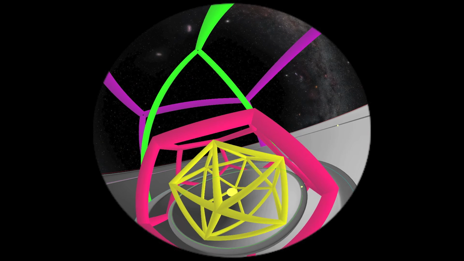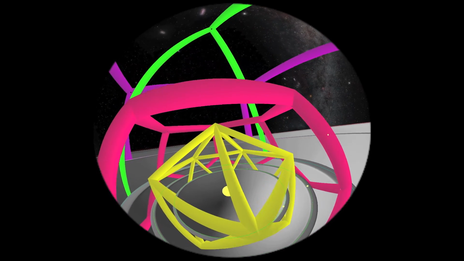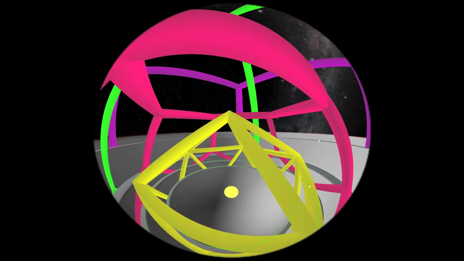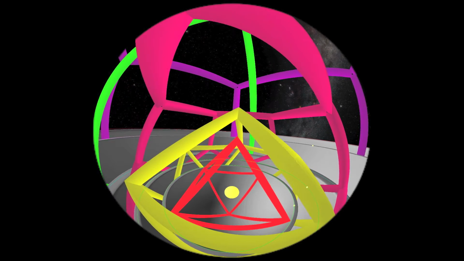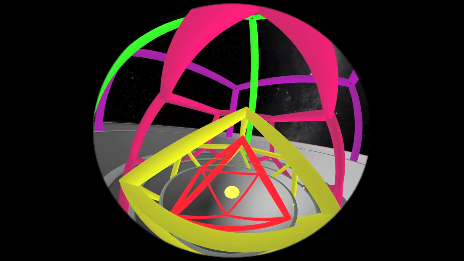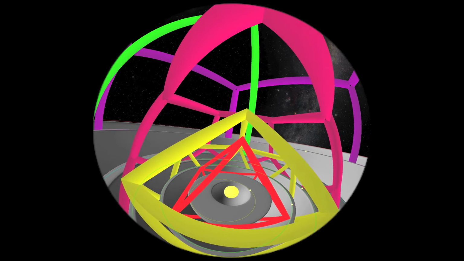Now inscribe an icosahedron inside the Earth. The circle inscribed in it will be Venus. Inscribe an octahedron inside Venus. The circle inscribed in it will be Mercury.